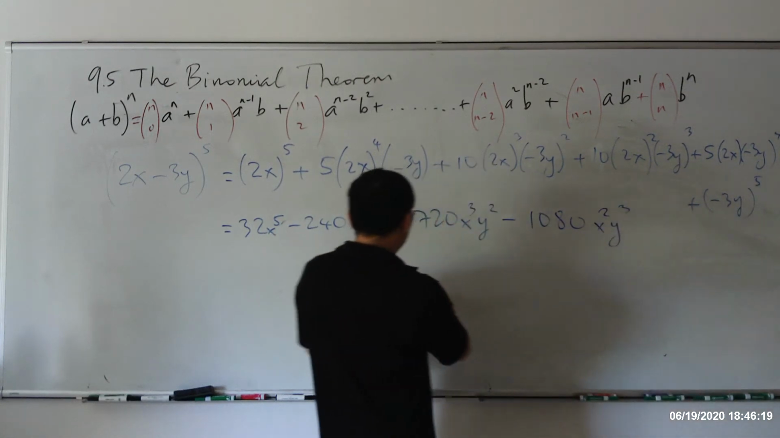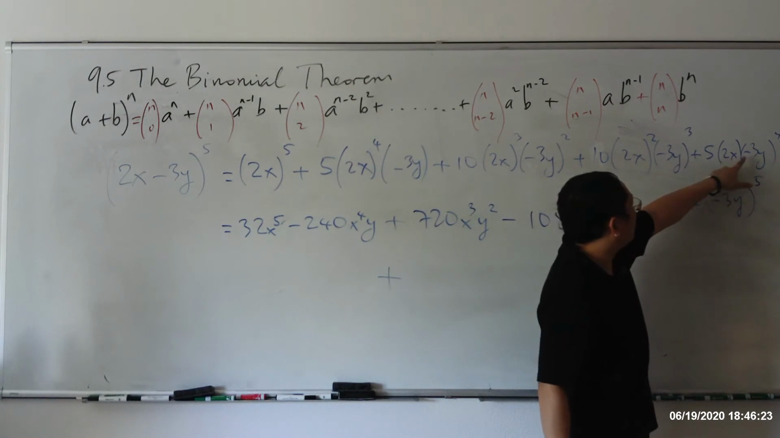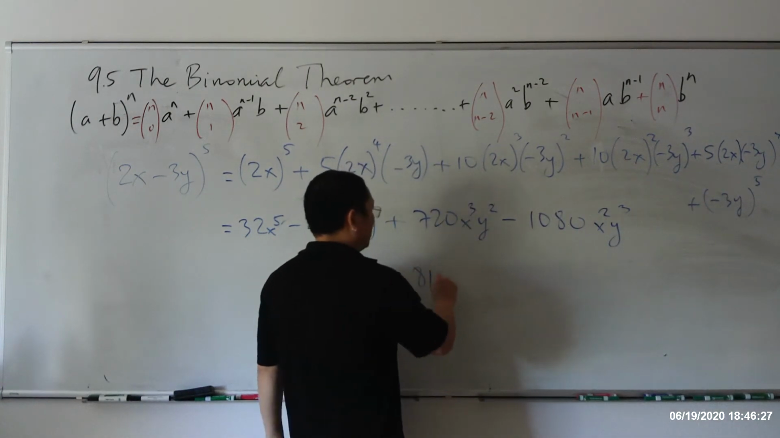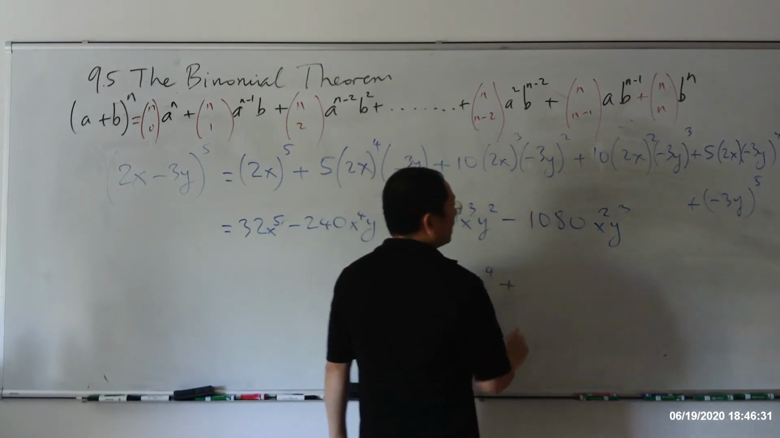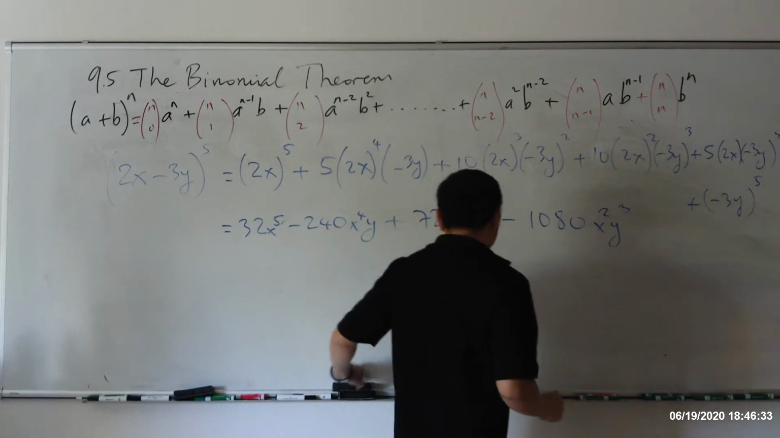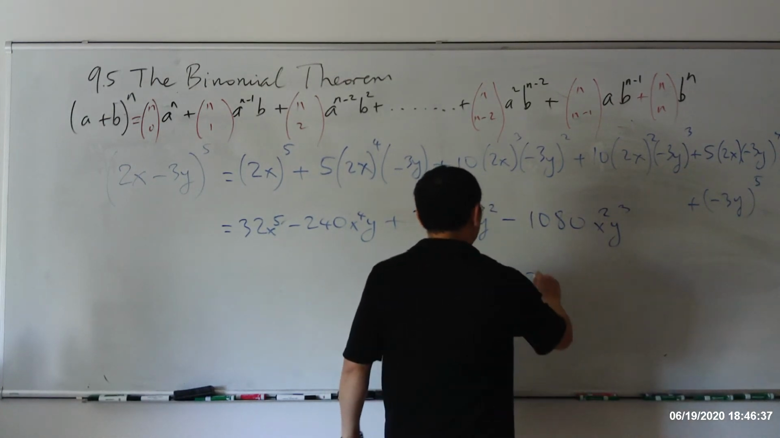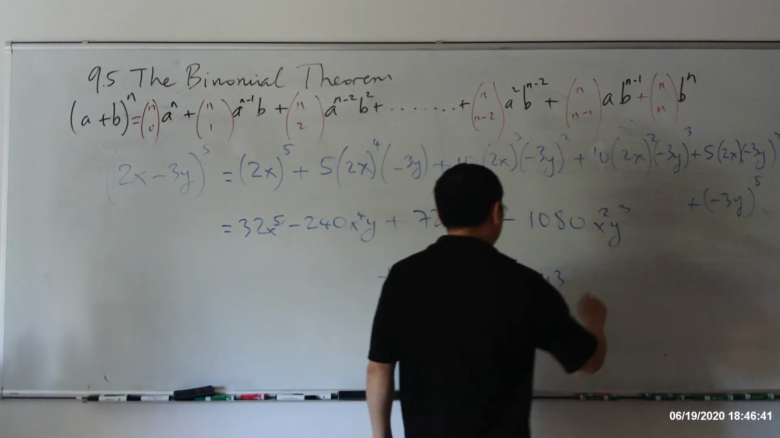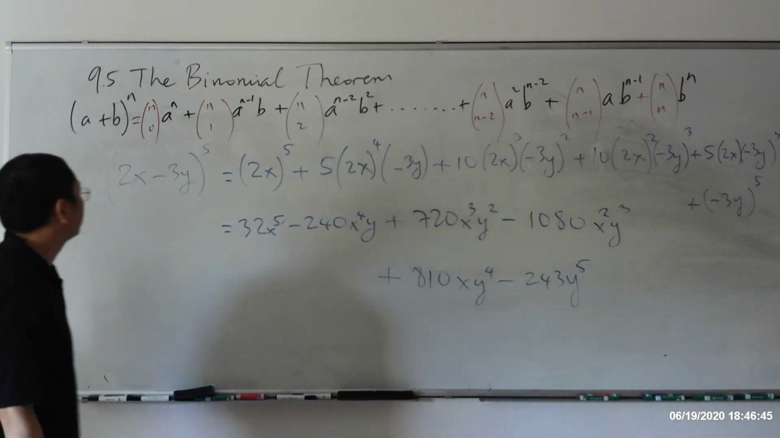And the next term, I'm going to write down here. 5 times 2 is 10. 3 to the 4th is 81. So 810 x y to the 4th. The last term is going to be minus because of 3 to the 5th. So 81 times 3 is 243, y to the 5th.